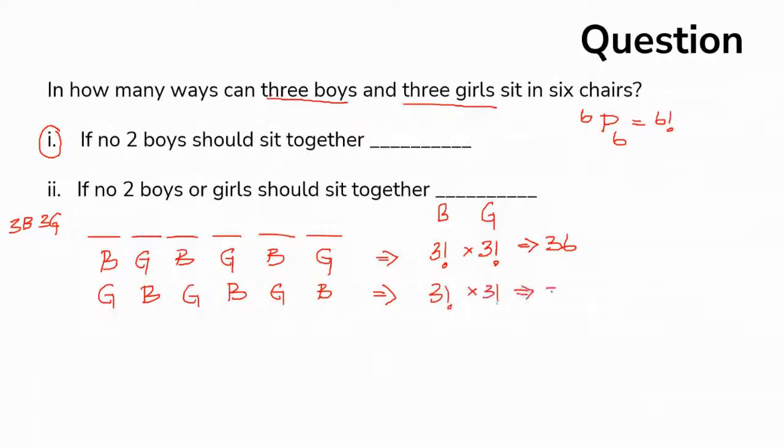They have only mentioned that no two boys should sit together. So in that case, boy, girl, girl, boy, girl, boy. There is no possibility that no two boys are seated together here. So here also 3 factorial into 3 factorial, and you get 36. And is that the only possibility?